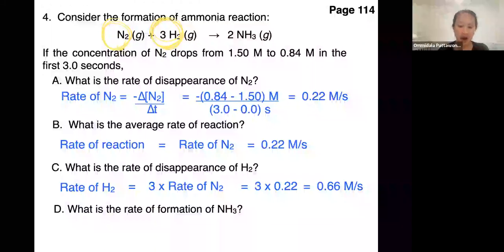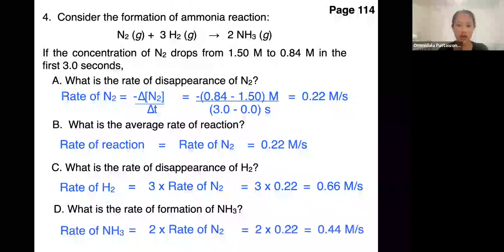Okay. Last one, if you're looking at ammonia. Okay, so ammonia, if you compare this with nitrogen, you see that it has a coefficient of 2. So that means in this case, the formation of ammonia would be 2 times faster than the consumption of nitrogen. So it's going to come out equal to 0.44 molar per second.